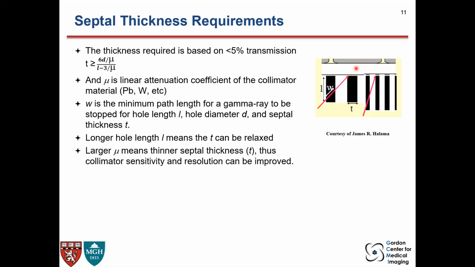Obviously, longer hole length means that T can be slightly relaxed. If you want to put it into perspective, you want to have a small T. The main reason is material. Material means cost and complexity. Of course, you can't make the collimator wall too long, because you're basically reducing the system sensitivity. Even though you're improving the resolution, you're reducing the sensitivity. So there is always a trade-off here.